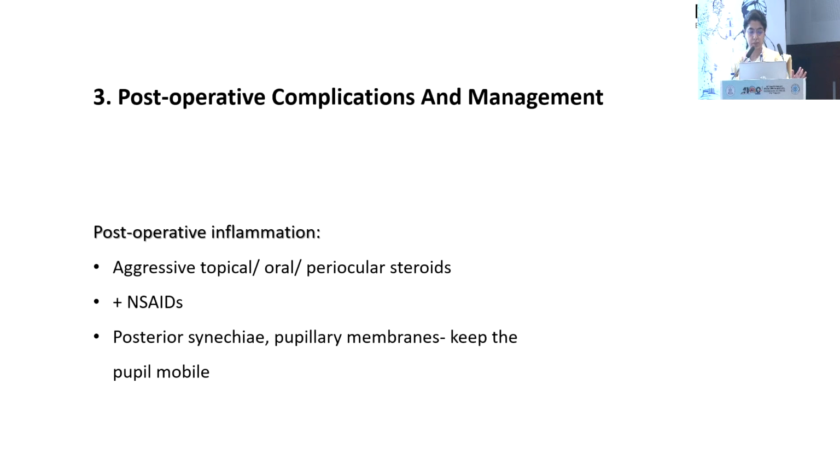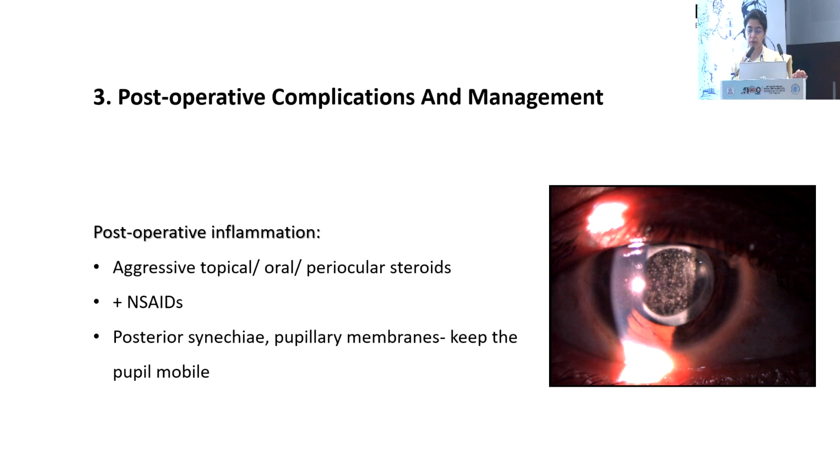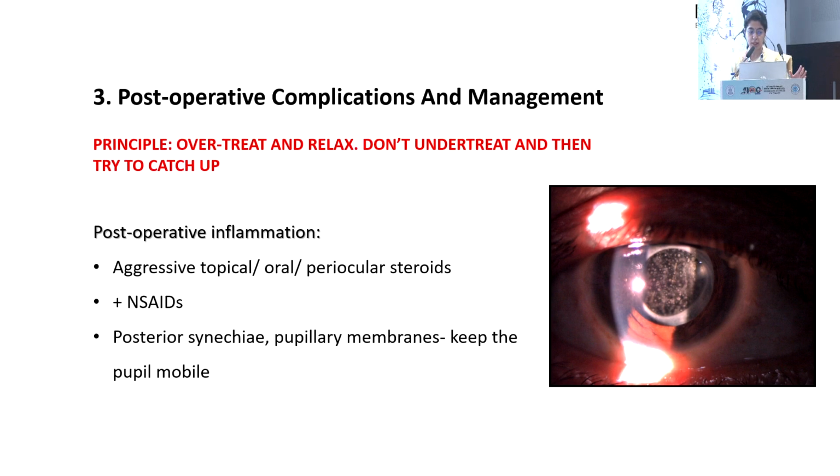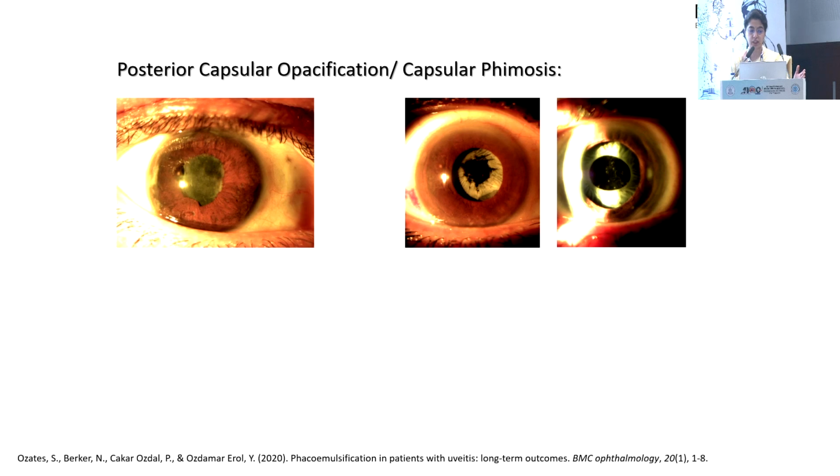Post-op complications and management. So post-op inflammation can be avoided by aggressive topical, oral, and periocular steroids. NSAIDs should be added. Posterior synec can be prevented by using homatropine and keeping the pupil mobile. So the principle is to over-treat and relax, and don't under-treat uveitis and then try to catch up post-operatively.